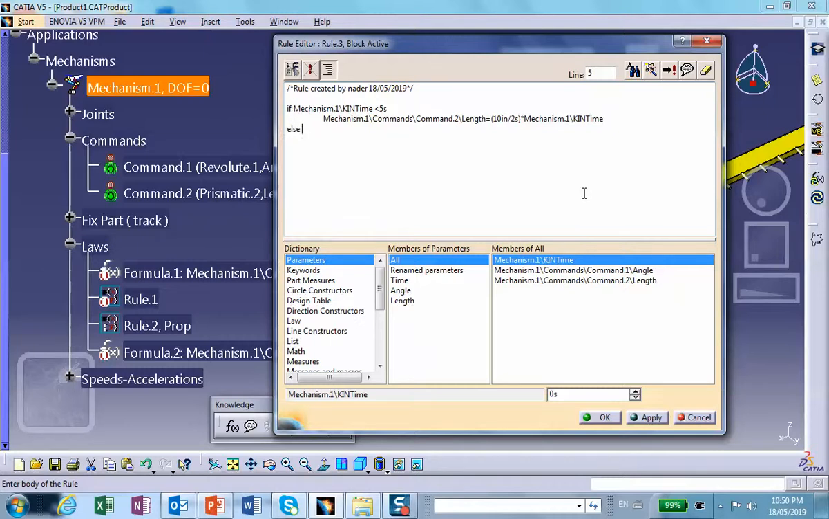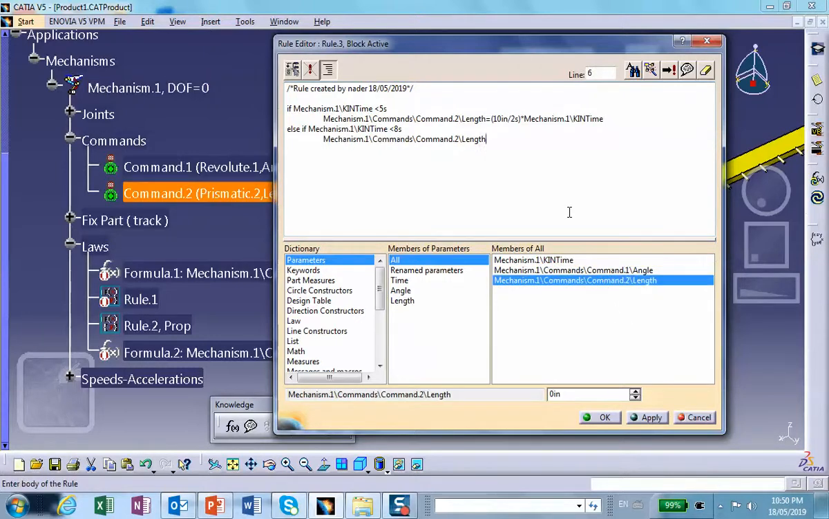if time is less than, the breakpoint is 8 seconds, length equal to, don't forget to do 10 inches. Oh, actually it is equal to 10 inches, right? Right, it stays at 10 inches.